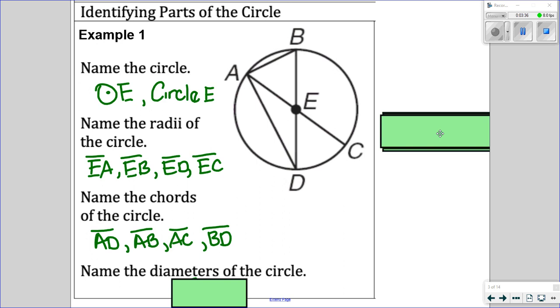Now we need to look for the diameters. It goes right through the center of the circle, and there are 2 of them, BD and AC. And yes, we did label those as chords, but remember a chord is basically 2 endpoints sitting on the circle. And it doesn't matter if it's going through the center of the circle, or below the center, above it, or a little piece of it, doesn't matter. So it's still a chord. But if it goes through the center, it's a diameter.